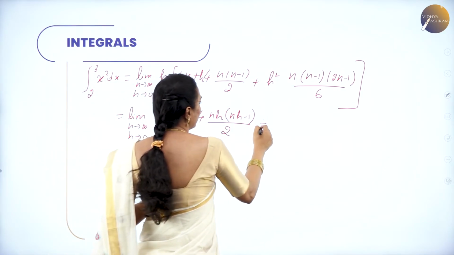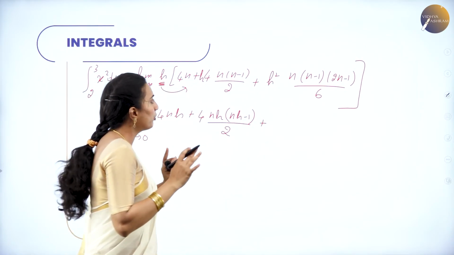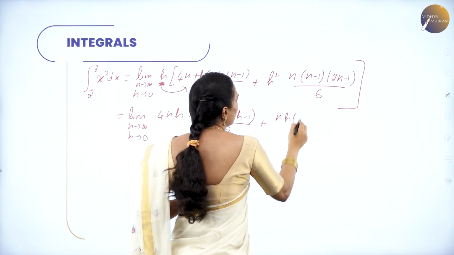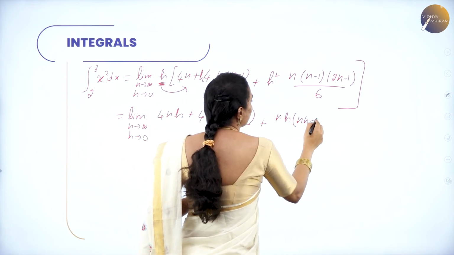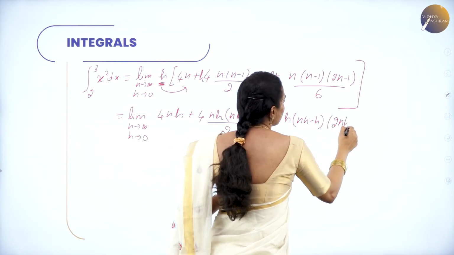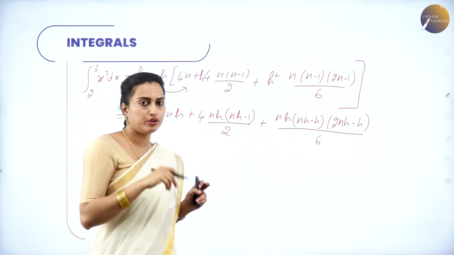Now plus again 2h are there. One more h will be here, which will become h cube. So I am going to multiply in each. One h here, nh, another h here, nh minus h, another h is here. That is 2nh minus h. Okay. So divided by 6. I hope you are getting this one.